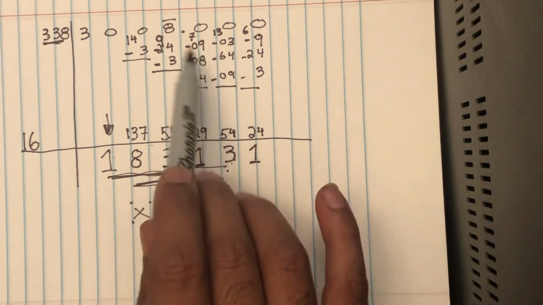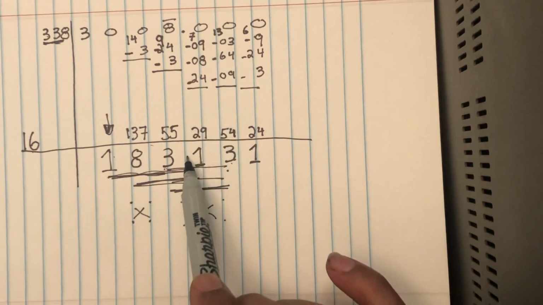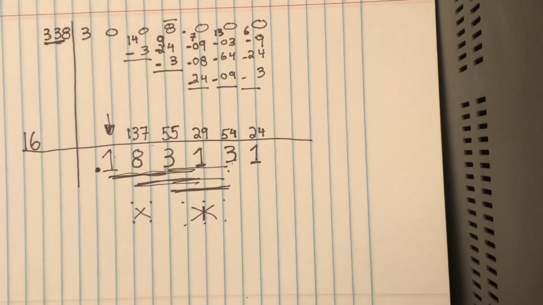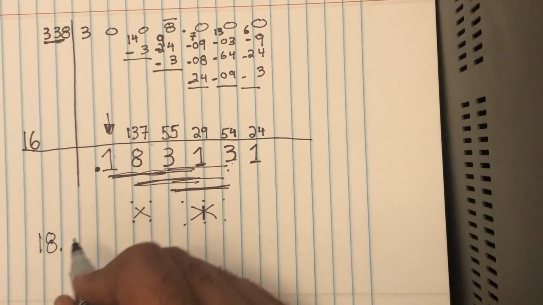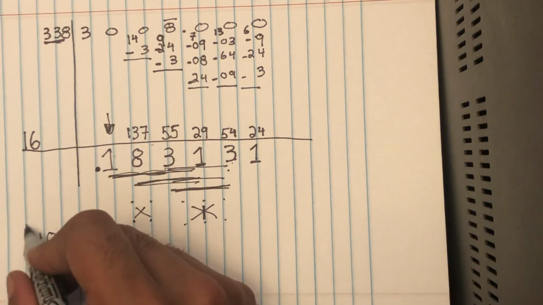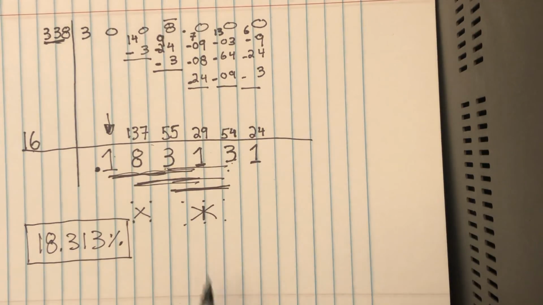Where does the decimal go? I had 3 flag digits. It's over here, so I have to go 3 spaces to the left. So 1, 2, 3. And that makes sense because we know the percentage is roughly 18%. So I want my answer as a percent. It's 18.313%. Roughly, okay? To 5 figures, at least.